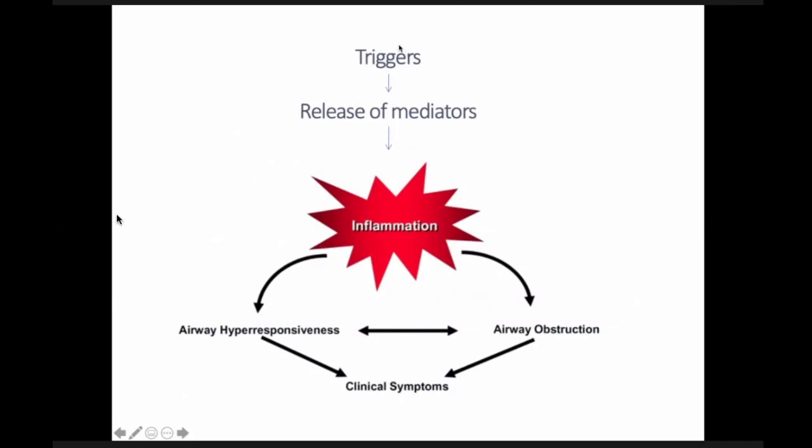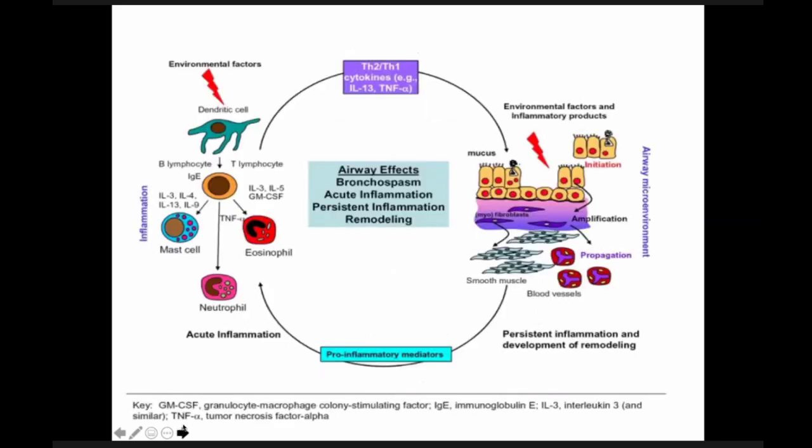This you have already gone through in your path lecture. There's release of mediators. There's inflammation, which is causing airway hyperresponsiveness and airway obstruction, causing clinical symptoms. There are a variety of mediators, again discussed in your path lecture, particularly cytokines, interleukins, and tumor necrosis factor, TNF, which are important in the pathogenesis of this inflammation.